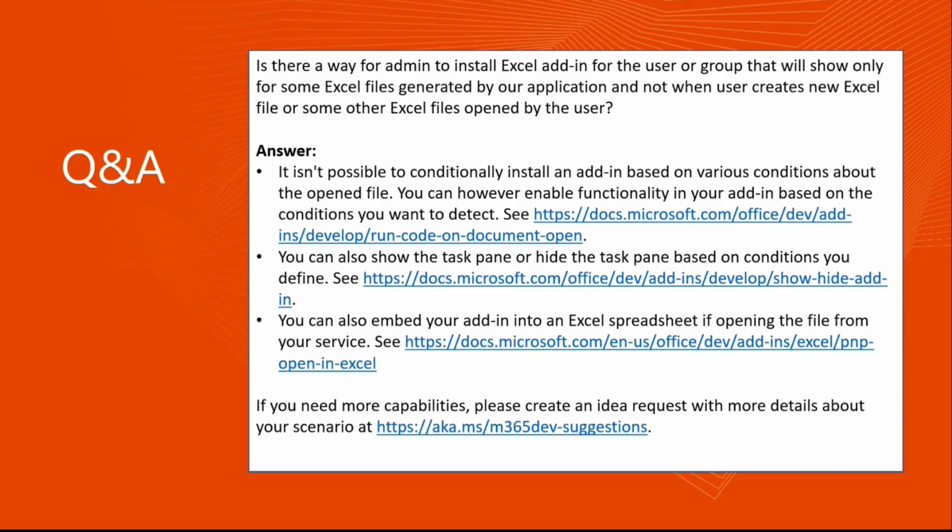There are some things you can do, though, and this might help as a workaround. You can enable functionality in your add-in based on various conditions. So for example, there's this article on how to run your code on document open. So when the document opens, you could check and basically enable or disable certain features in your add-in based on what it is you're trying to detect in the file.